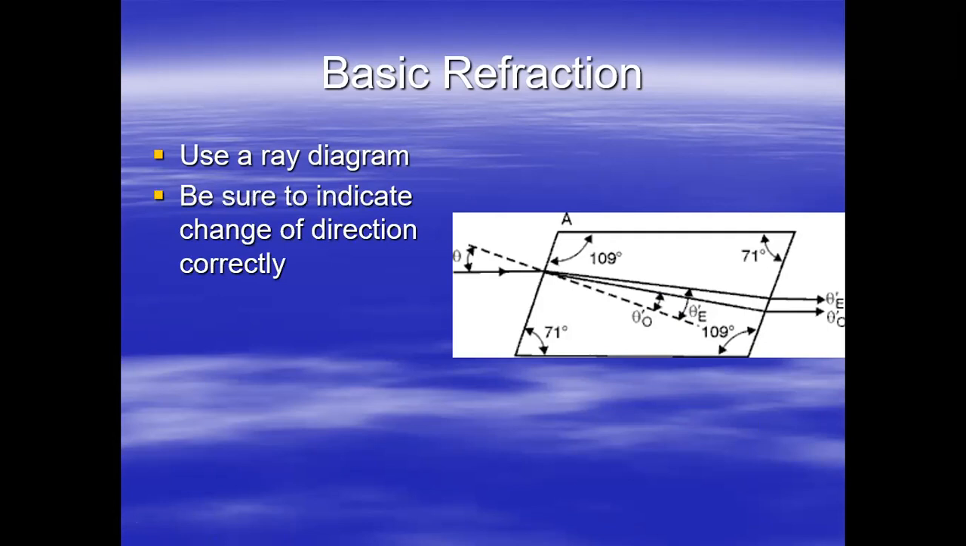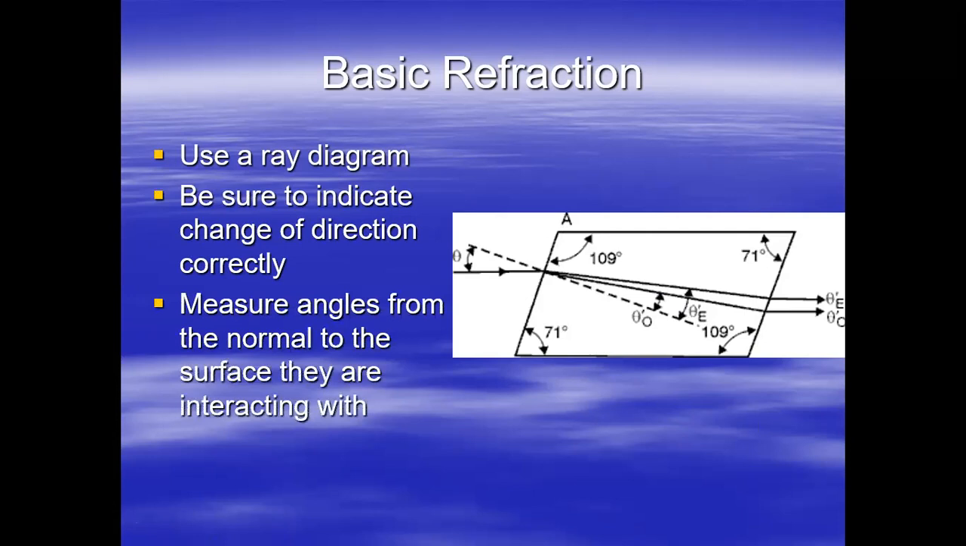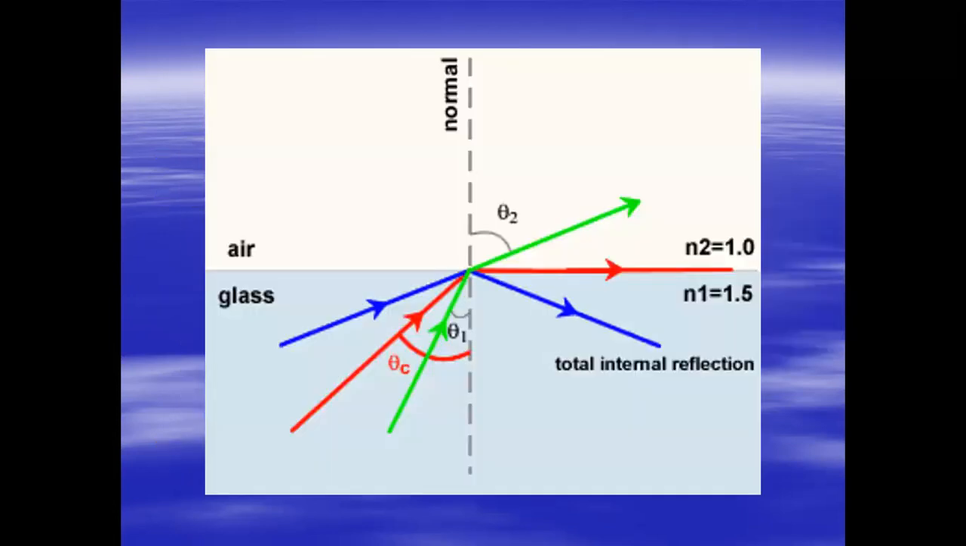Okay, so you have to use geometry to find the correct direction change. You always measure the angles from the normal to the surface they're interacting with. So you would draw a normal to the first surface and measure all your angles from that, and then you forget about that, and you move on to the new surface and draw the new normal and find the new angle.